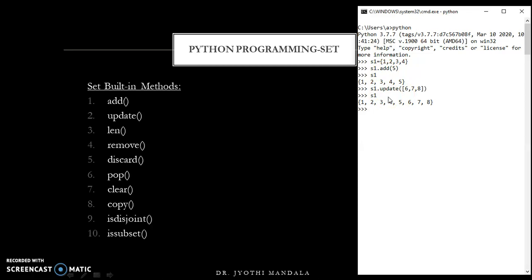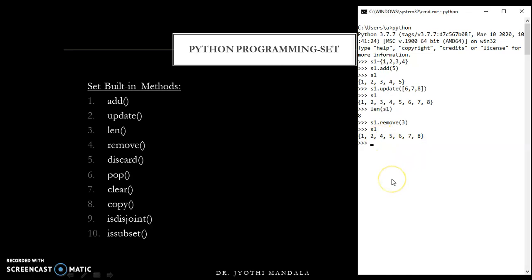Next, if you want to find out the length of a set, you simply write len of S1. Then it will display 8, that is the length of our set. Next one is remove. S1.remove will be used to remove a particular element. You need to tell what element you want to remove. So that value will be removed from the set. If you display it, observe here 3 is removed from this list.